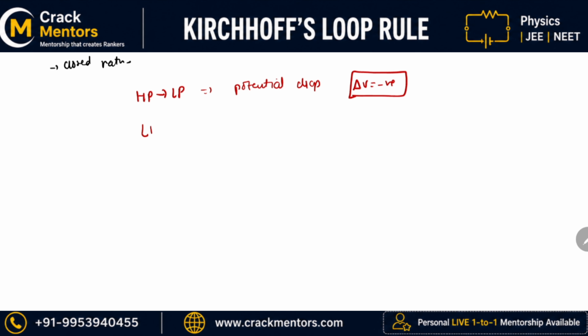Vice versa, if I am going from lower potential to higher potential, I will say that potential has been gained. Okay, and what's the value of delta V? Delta V is positive in this case. I hope you got this. So when you go from high to low potential, potential will be dropped, and when you go from lower to high potential, you will find that the potential has been gained. Therefore, delta V is positive.